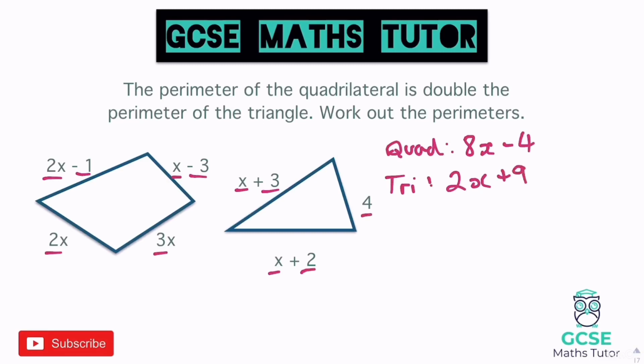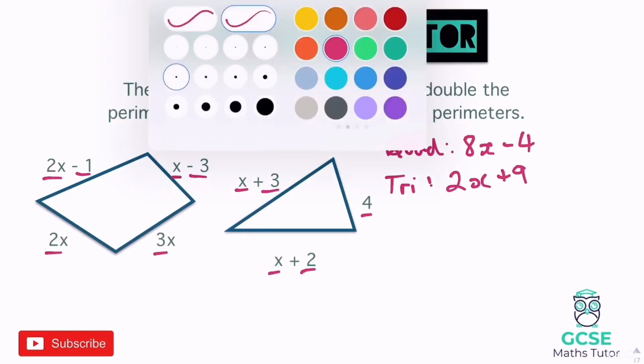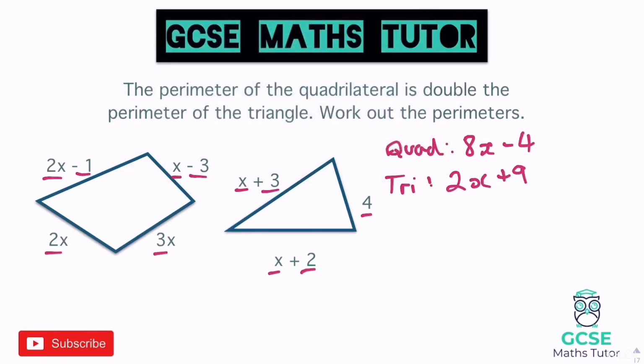Now it says the perimeter of the quadrilateral is double the perimeter of the triangle. So if we double the perimeter of the triangle, then that would be equal to the perimeter of the quadrilateral. Okay, so if we double this one, then those expressions for the perimeters would be equal. And if we double that, we get 4x plus 18.